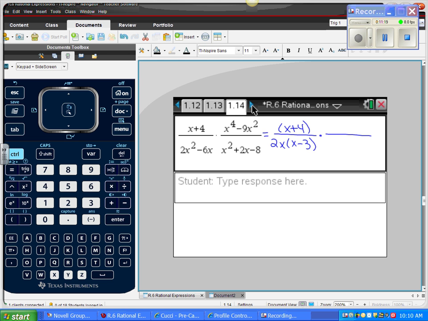Numerator. X to the fourth minus 9x squared. That's the difference of two perfect squares. X squared plus 3x, x squared minus 3x. And in the denominator, x, and it looks like positive 4, negative 2. So now we simplify.